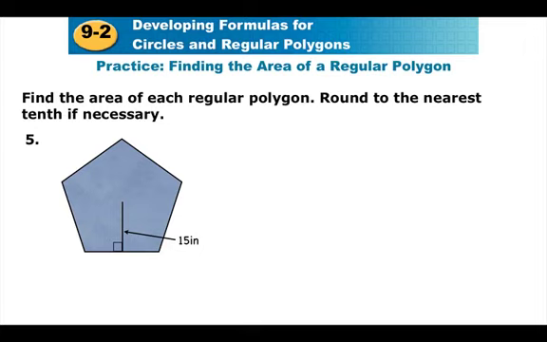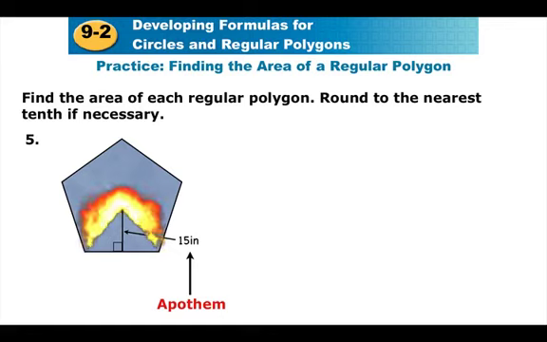Here's number 5. This is where we apply that theorem that you saw on the previous slide. It says find the area of each regular polygon. Round to the nearest tenth if necessary. Here's a picture. Notice that they give you that 15 inches. Recognize that this is the apothem. To find the area, all I need to know is the perimeter, which I don't have. So I'm going to somehow find the perimeter. So let's go through the work.